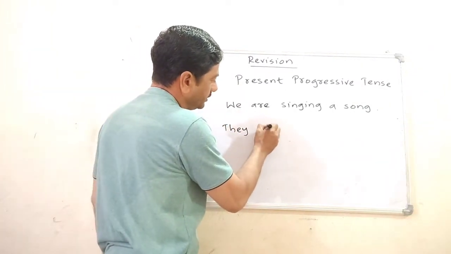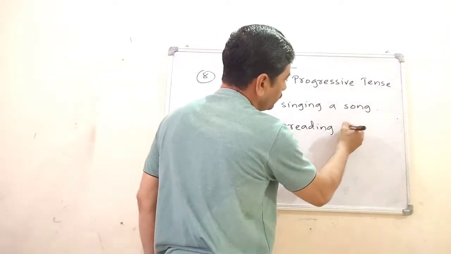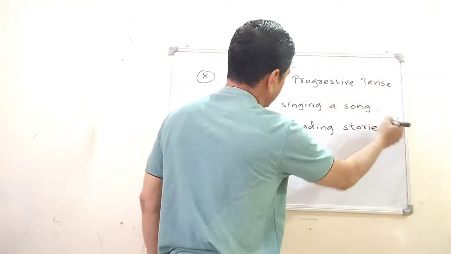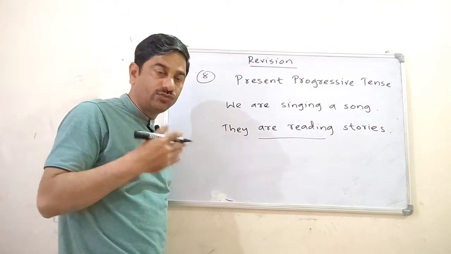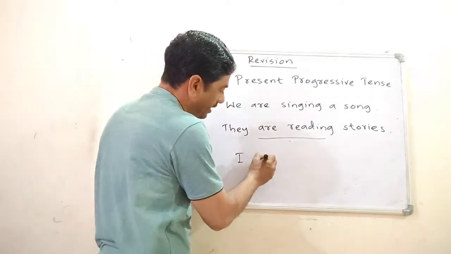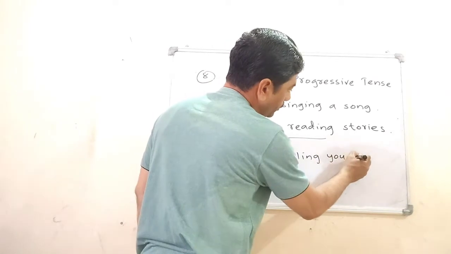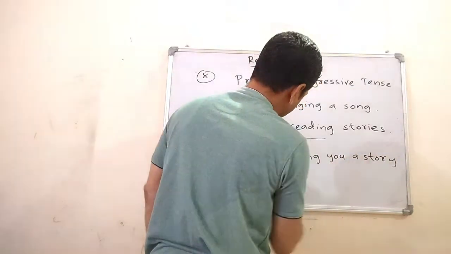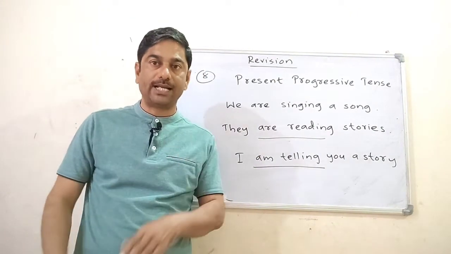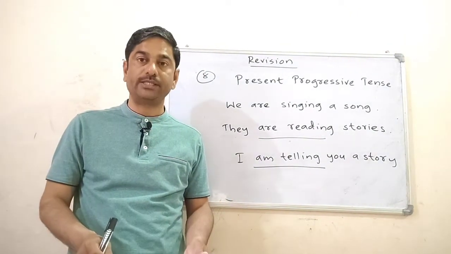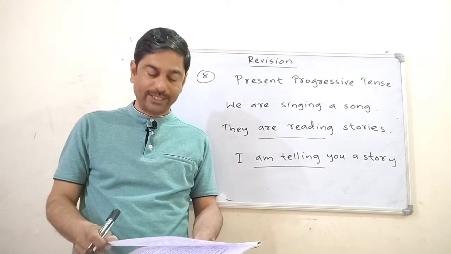They are reading stories. So here, are reading. You have to make use of am, is, are and the ing form of the verb. I am telling you a story. Here, am and the ing form of the verb. You have to make use of am, is, are and the ing form of the verb in present progressive tense. Another name of present progressive tense is present continuous tense.